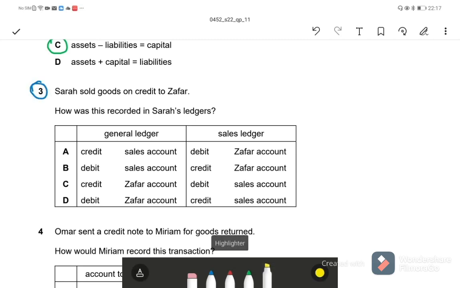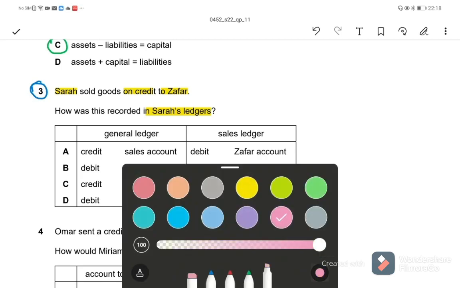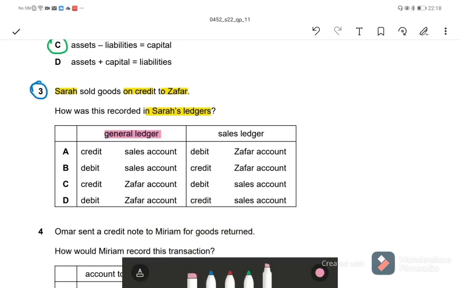Question number 3. Sarah sold goods on credit to Zafar. How was this recorded in Sarah's ledgers? Sarah is the supplier. Zafar is the customer. Here they are given two options, general ledger, sales ledger. When selling goods on credit to Zafar, sales is always credit. What is the journal entry? Sales account is credit.